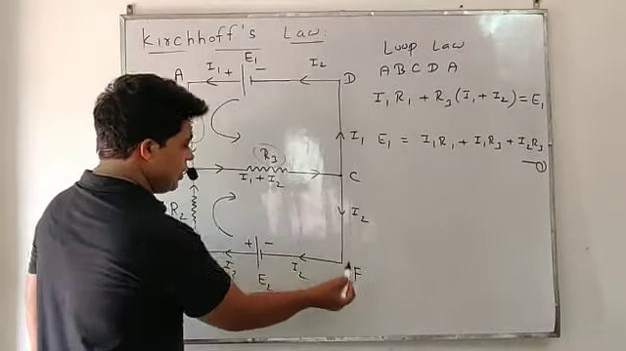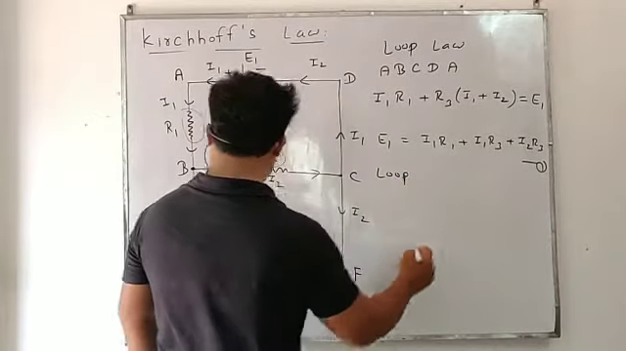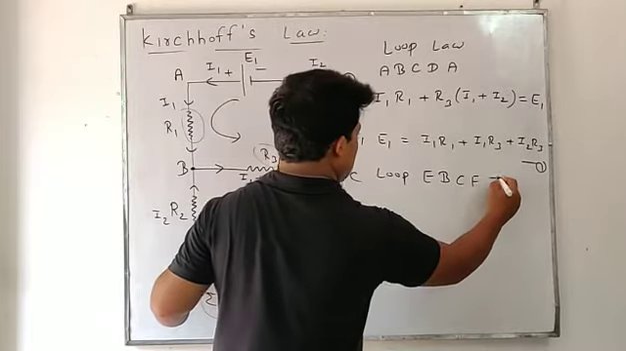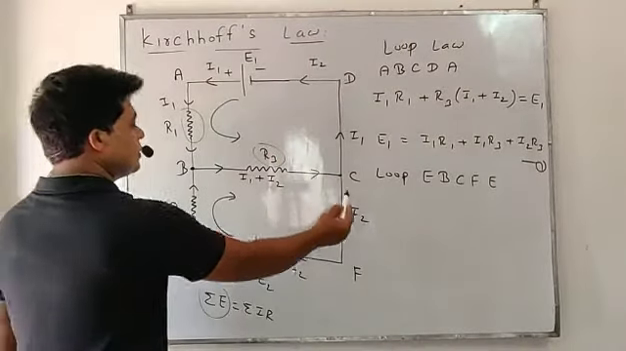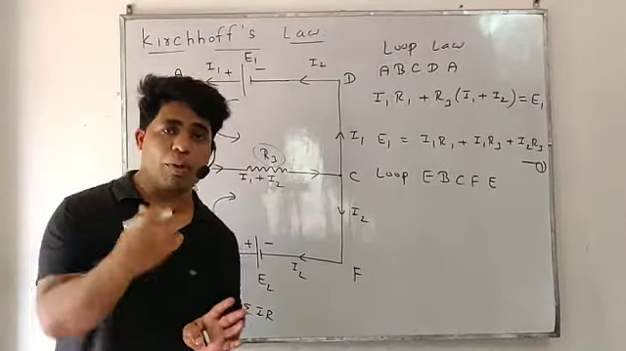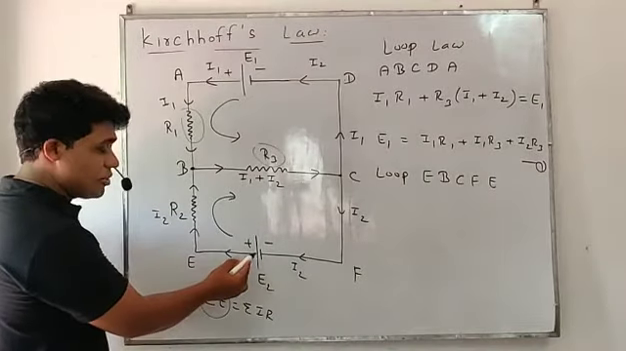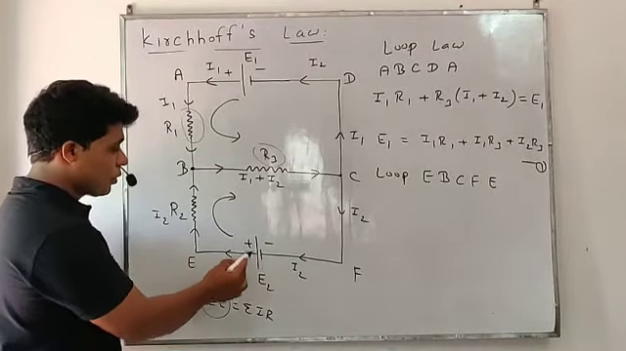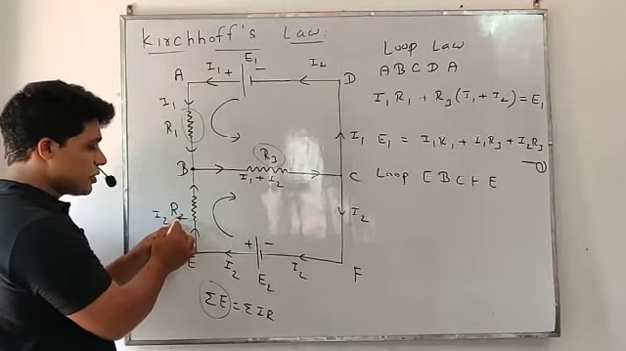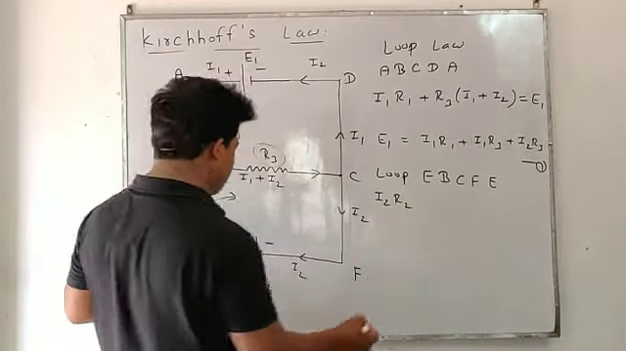Now students, see, I'm applying Kirchhoff's second law in loop E, B, C, F, E. I'm going to start here. I'm just explaining how to apply the second law for getting the amount of current. When we start with the positive terminal, we have to come to the negative. So we start from this side. The first resistance is R2 and its current is I2, so I2 R2, current multiplied by its resistance.